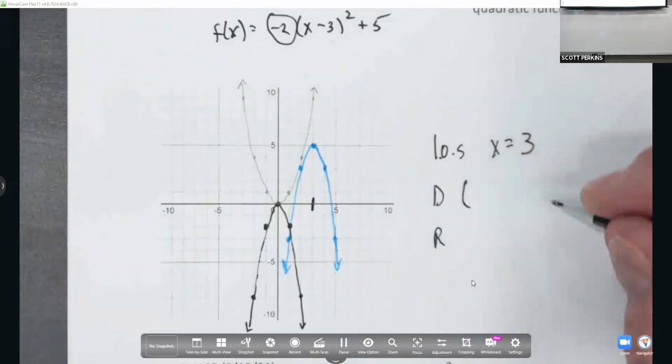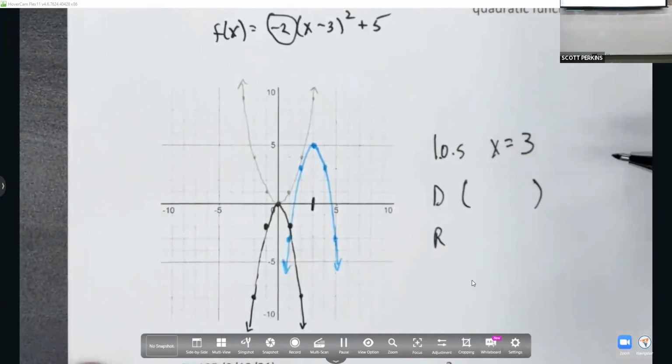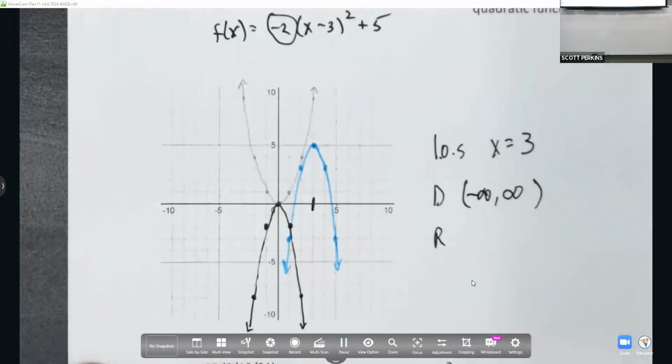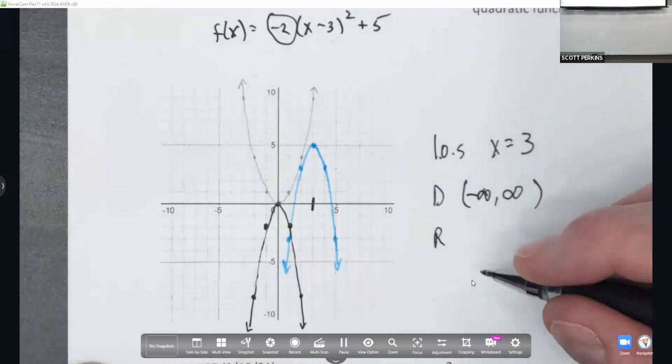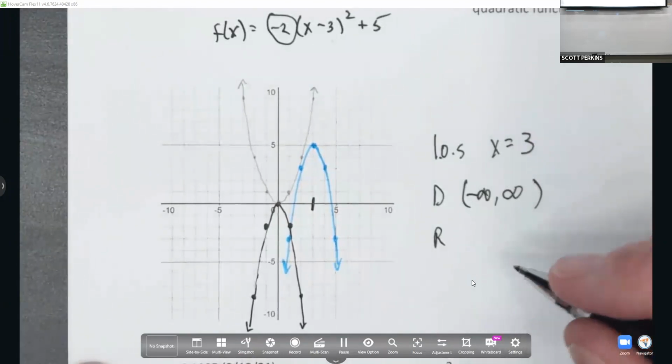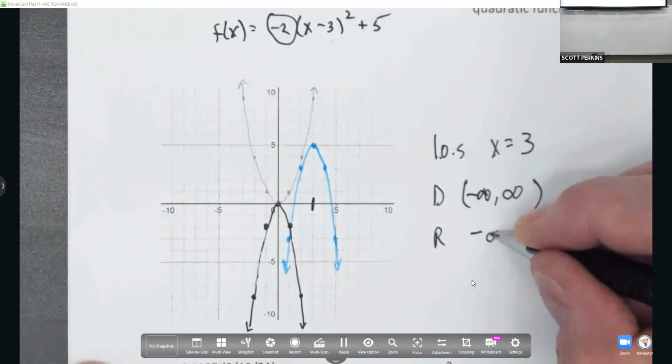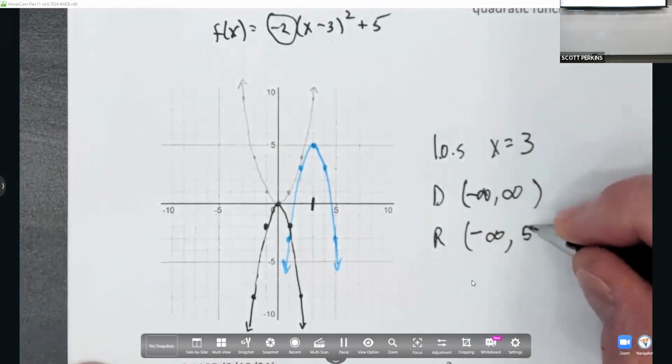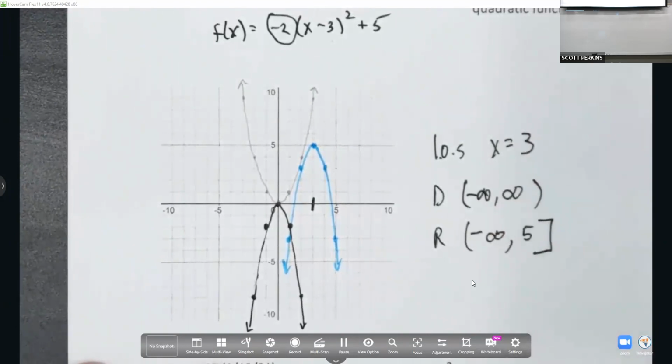What's the domain of the blue graph? Negative infinity to positive infinity. Yes, indeed. That's always going to be the answer for a parabola. Yes. The range. Now this one, what's the low value of this graph right here? Yep, negative infinity. And then what's the high value of this graph? Okay, so the range stops at 5.